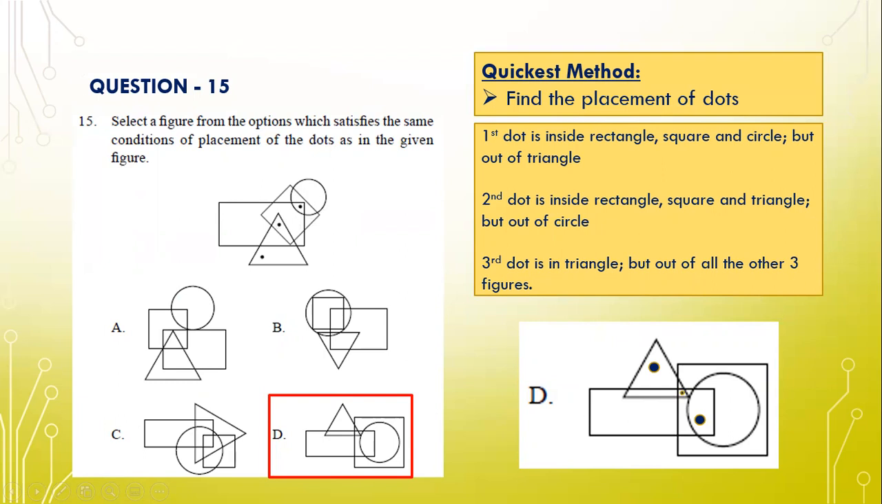So the only option that will satisfy is option D, where the third dot is only in the triangle but out of the other two figures. The second dot is in the triangle, square and rectangle, but out of the circle. And the first dot will be in the circle, in the rectangle, in the square, but out of the triangle. This will be the first dot.